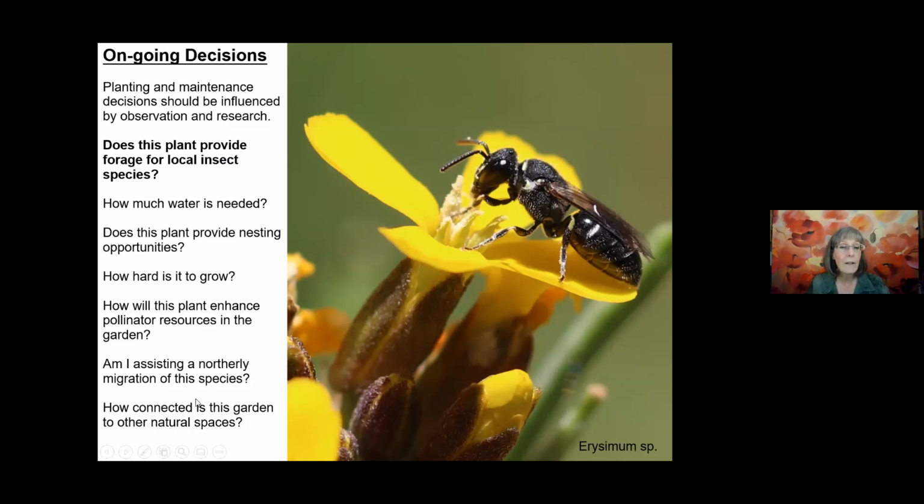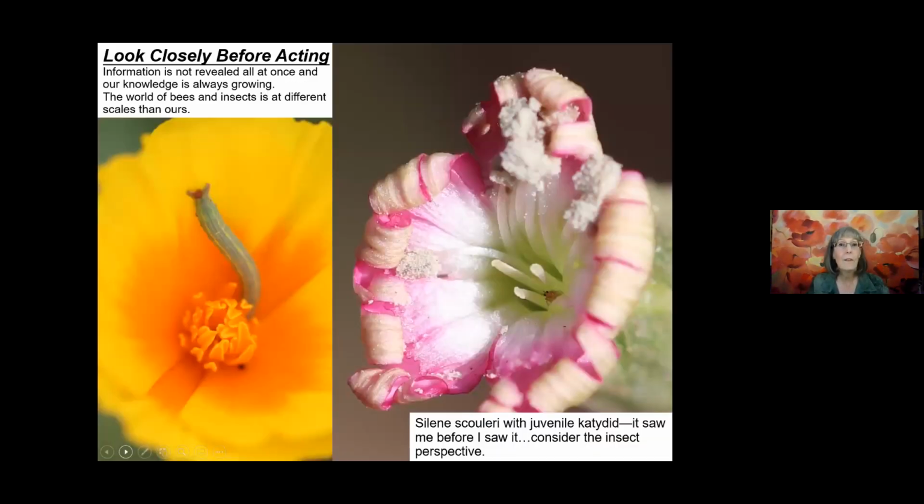How connected is this garden to other natural spaces? This is very important to think about. If you're next to a wildland interface, how do you decide what to plant there? Because chances are, if you have seeds that get blown by the wind, they will end up in those natural areas. So I always say, look closely before acting.